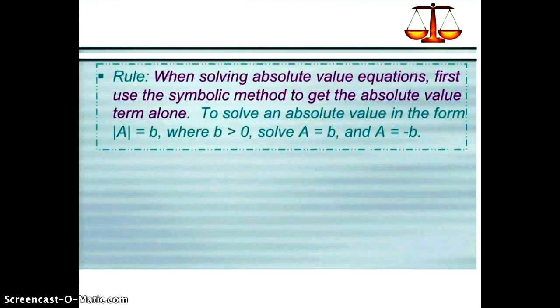All right, here's your rule. When solving absolute value equations, you need to first use the symbolic method, like I just did, to get the absolute value term alone. Okay, so you're trying to get the absolute value term all by itself. Once you have the absolute value by itself, you're going to set up 2 equations. If the absolute value equals b and b is positive, you're going to solve a equals b and a equals -b. So both of those would be the same distance away from 0.